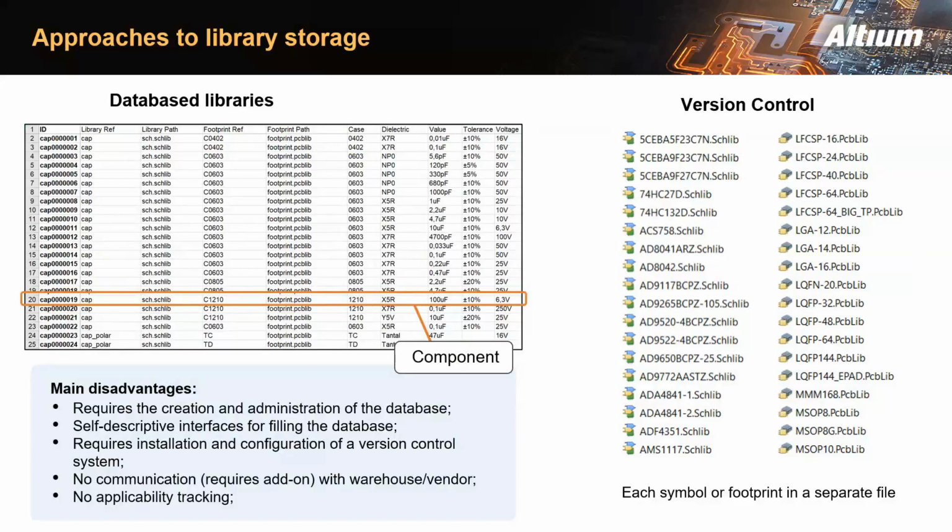The main disadvantage of this approach is that you need to deploy and administer the database. For convenient addition of components to the library, users often develop custom interfaces for populating the database. It is also necessary to install and configure a version control system to track the changes. There is no integration to a live electronic part supply chain database, and to achieve such integration, custom code must be deployed. In short, all this custom work takes time, often at the expense of design time.